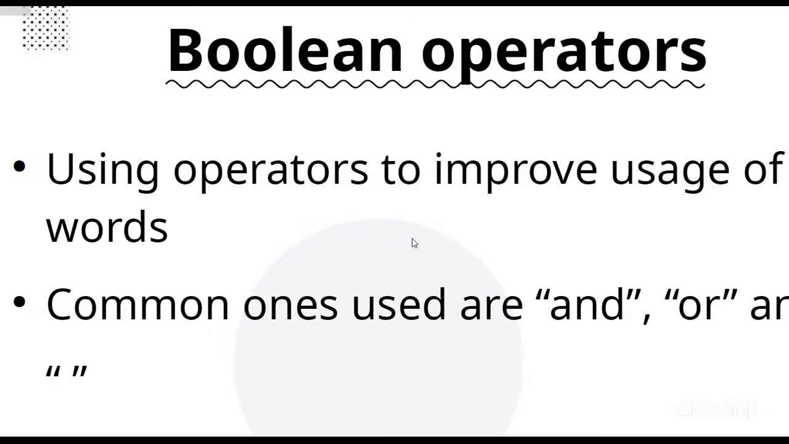So a common one that is used is and. With and, if you want to use two words and have the study include both of them, for example, well-being and exercise, you can write well-being and exercise. So it will find any study that includes both well-being and exercise, and it has to include both of them.